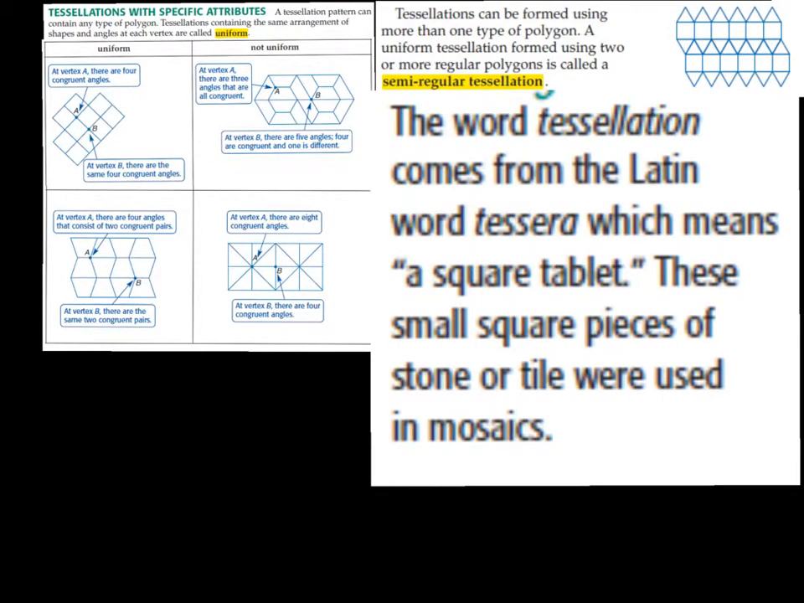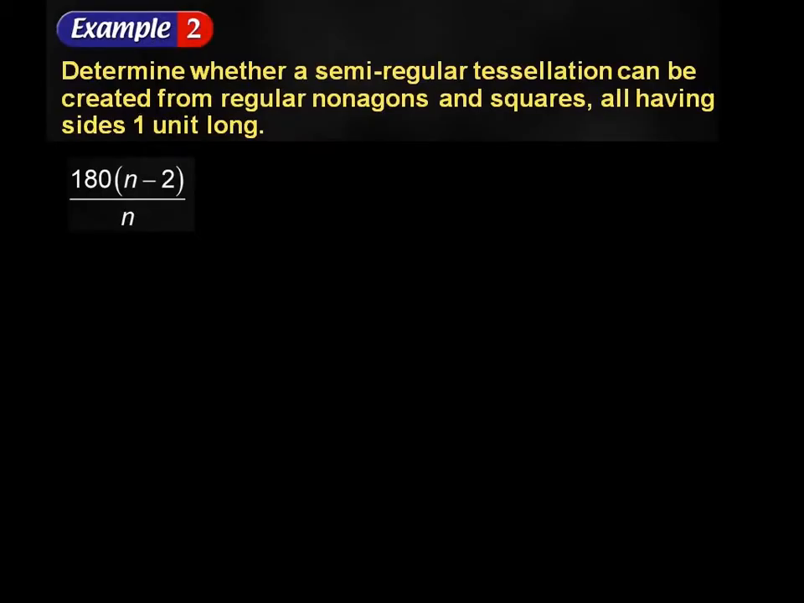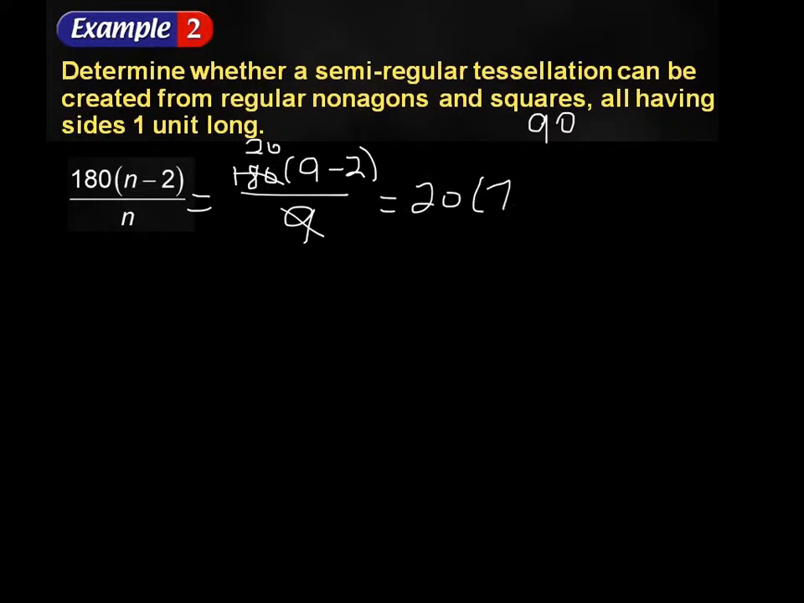Fun fact, the word tessellation comes from the Latin word tessera, which means a square tablet. These small square pieces of stone or tile were used in mosaics. Next, they ask us to determine whether a semiregular tessellation can be created from regular nonagons and squares, all having sides 1 unit long. Now, squares we're used to. We know each angle is 90. Nonagons not so much, so let's check. That's going to be 180 times (9 minus 2) divided by 9, which conveniently the 9 and the 180 cancel. So 20 times 7, each interior angle should be 140.